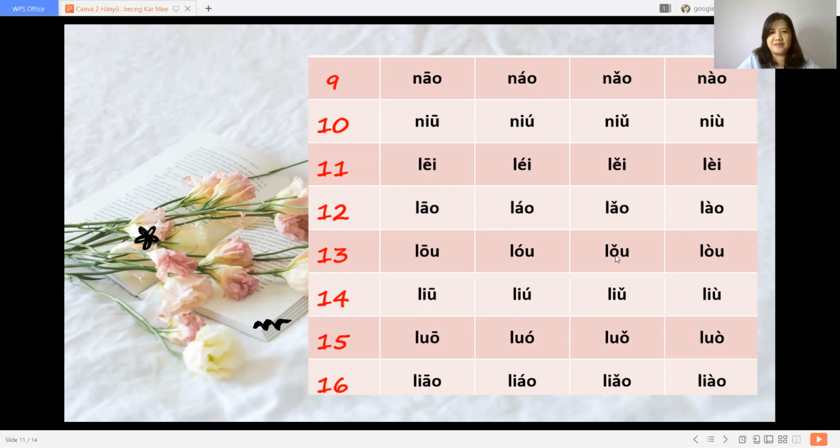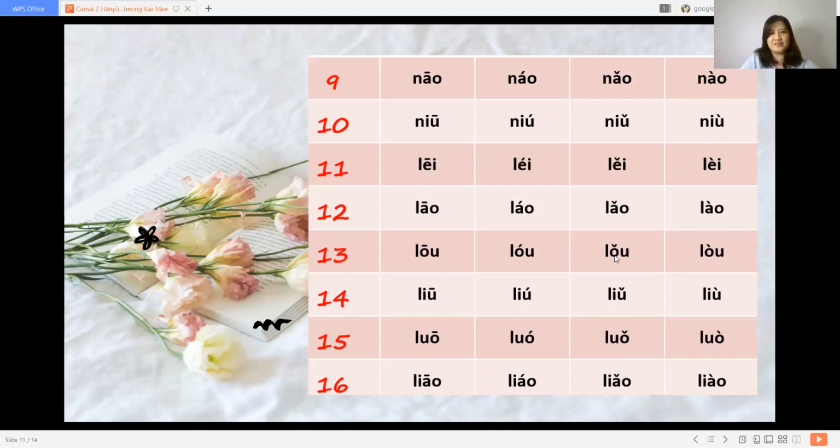Line number 9, now. Number 10, nhiều. Line number 11, lấy. Line number 12, lao, lão.